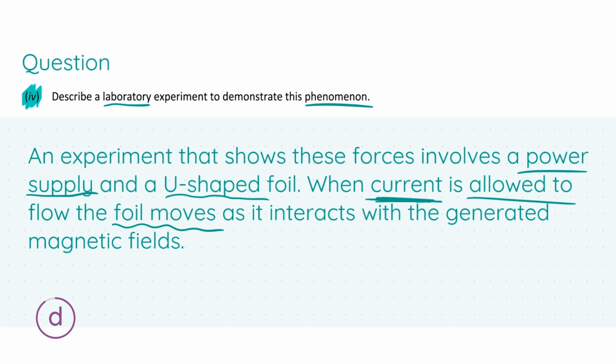The breakdown for marks in this question was a total of 9, and they were broken down as follows. 3 marks for each of the key points. So the first important thing was mentioning the pieces of equipment in the apparatus. So 3 marks for saying that there was a power supply and a U-shaped foil. Another 3 marks were for saying that the current was actually allowed to flow, so this section up here, saying that once current was passing through it. And finally, the last 3 marks were given for saying that the foil moves and thus proves this phenomenon, because the foil wouldn't move unless a force acts upon it.